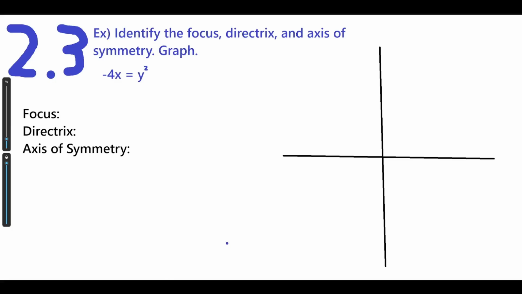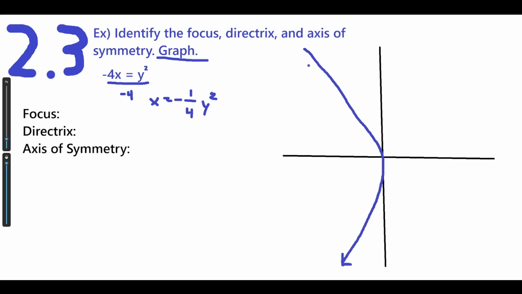So, let's start off with this one. Identify the focus, directrix, and axis of symmetry, and graph -4x equals y squared. Since we have a y squared, I'm just going to solve for x by dividing by -4. So that'll leave us with x equals -1/4 y squared. Since this is a base formula, it's just going to look like this with a vertex at (0, 0) and an axis of symmetry at y equals 0, which is this line right here.